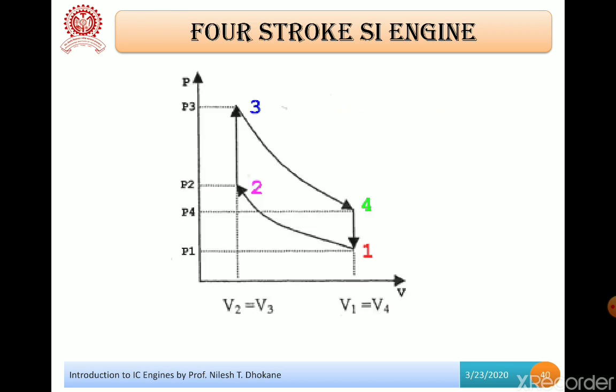Here you can see the cycle. 1 to 2 is the suction. Volume decreases from V1 to V2.